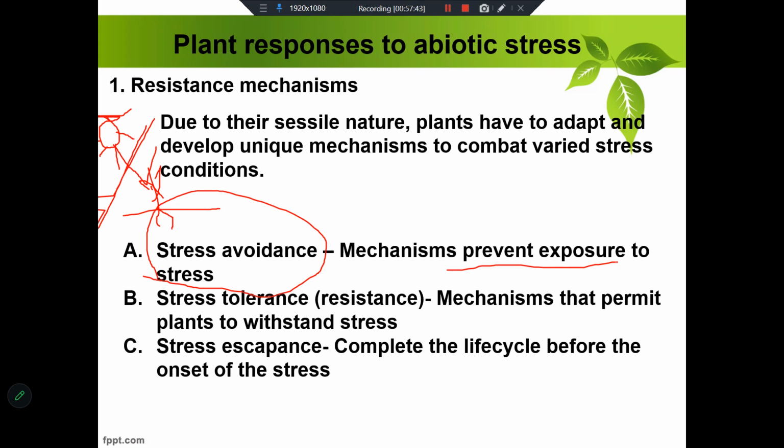They can tolerate the stress. So it doesn't help them to avoid the stress, but the stress will be there and the plant will experience the stress, but no harm will happen to the plant because they can resist it by developing that resistance. So it happens after the exposure to the stressful condition.